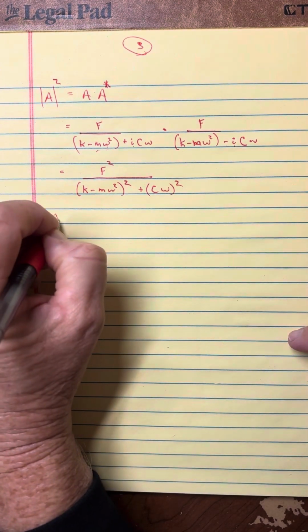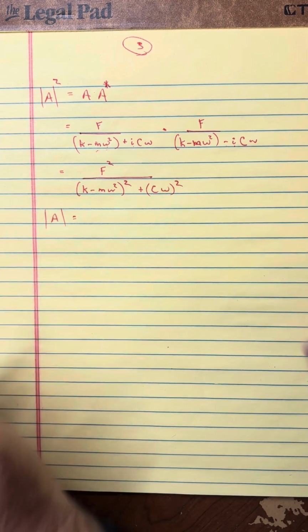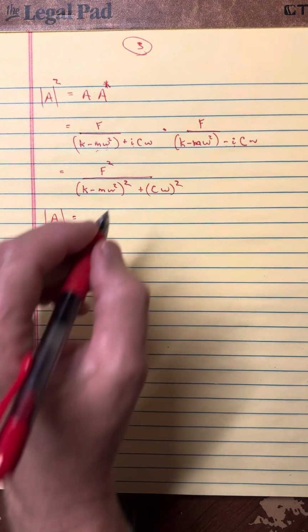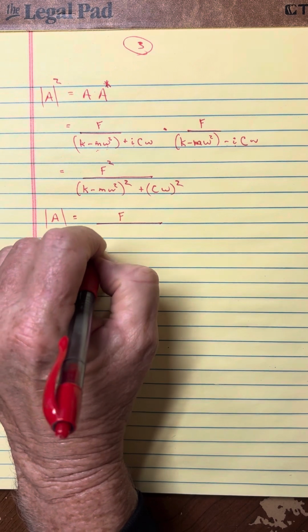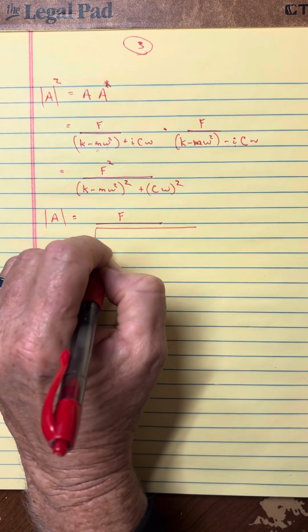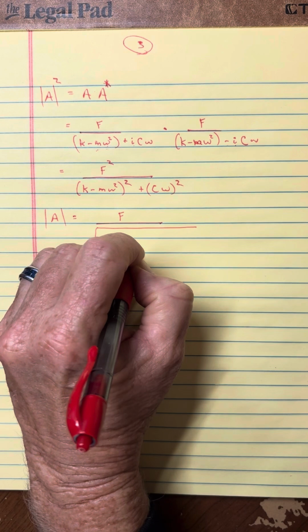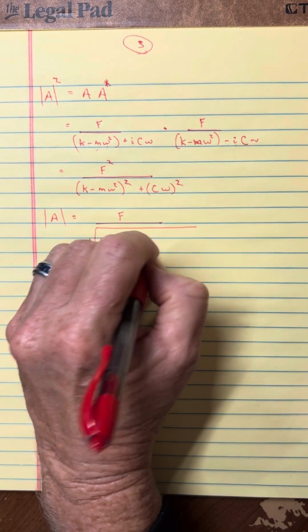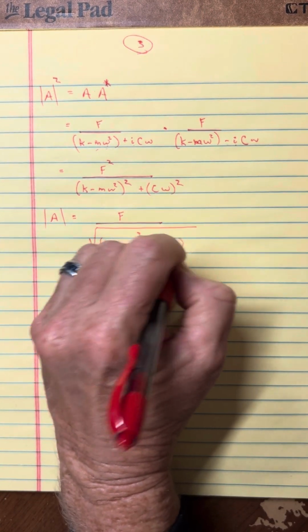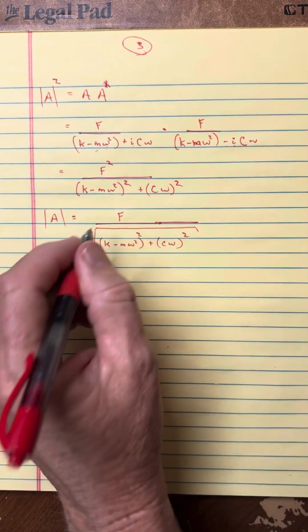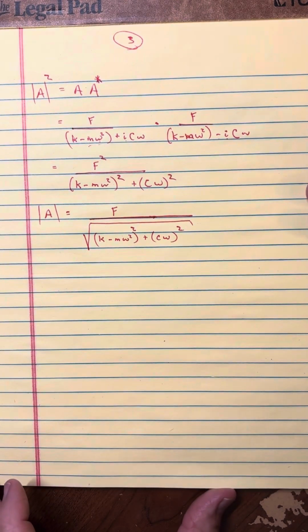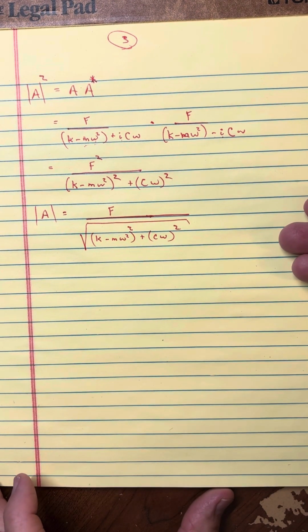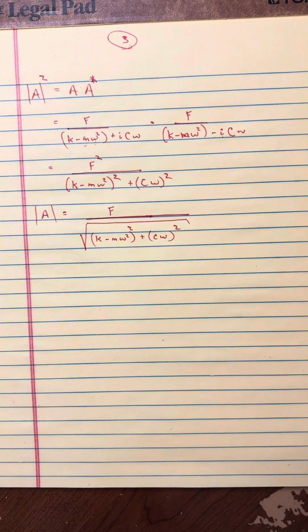And so now I can get what the problem needs, which is the amplitude, by taking the square root. So the square root of the top is pretty easy. It's just F. And then down here, we would have a square root of K minus M omega squared, squared, plus C omega, squared. Yay! And I guess technically we're done, but let's keep going because this does not look like the form that's in your book. And it doesn't look like the form that is in many other books.